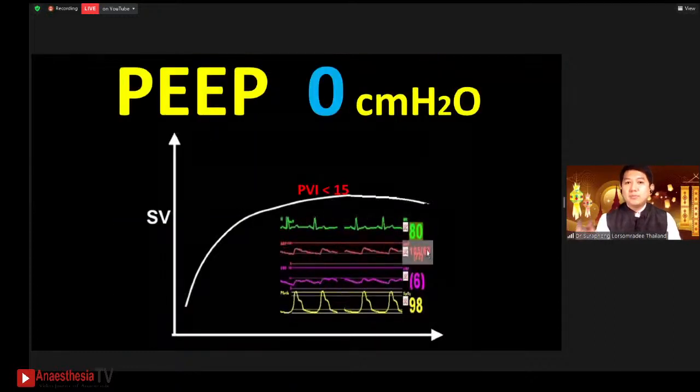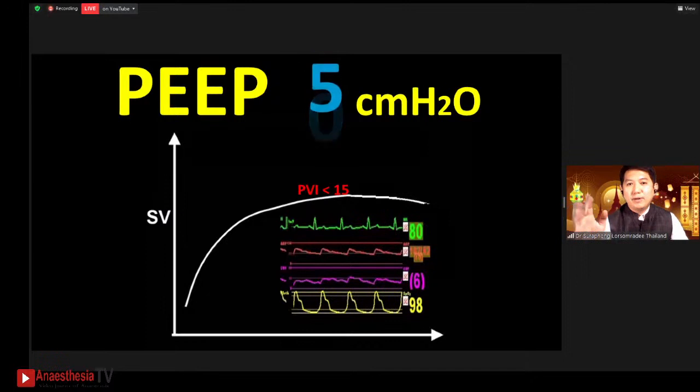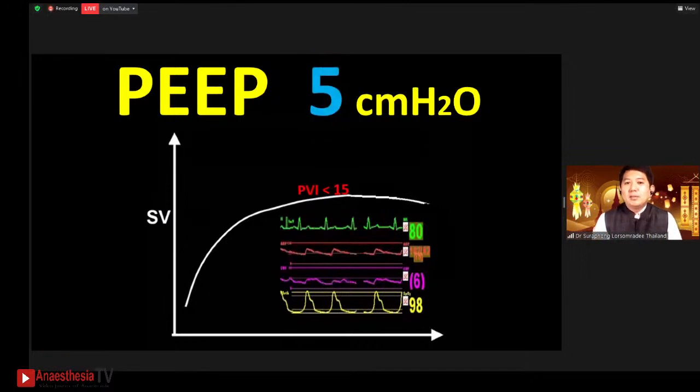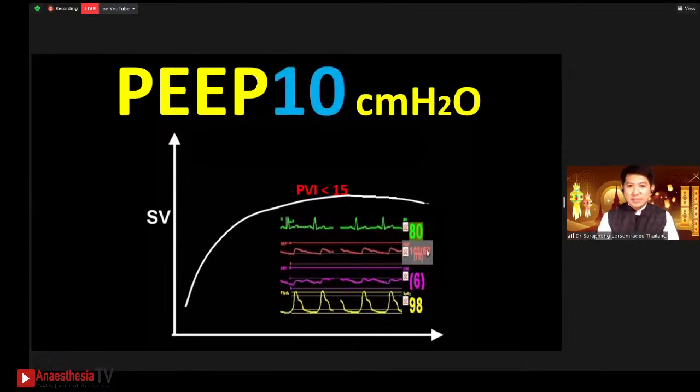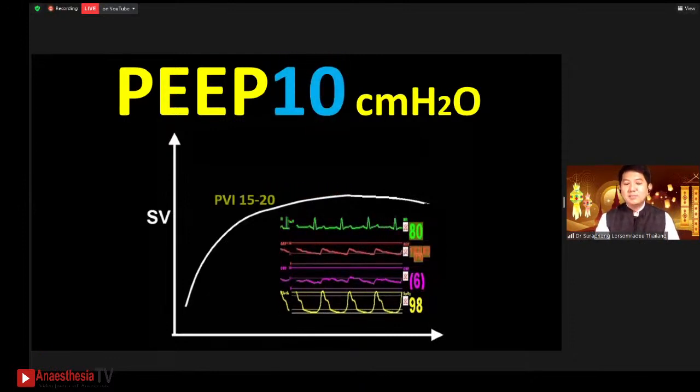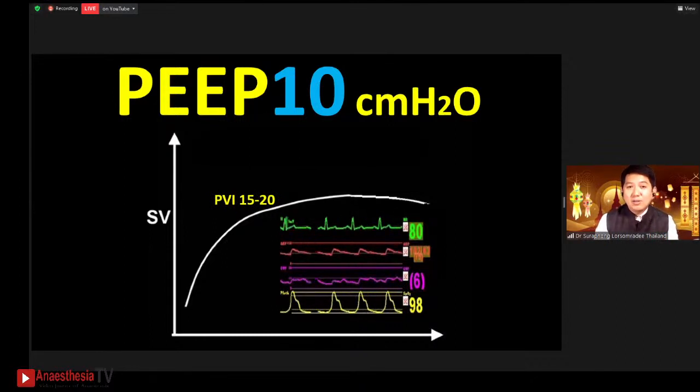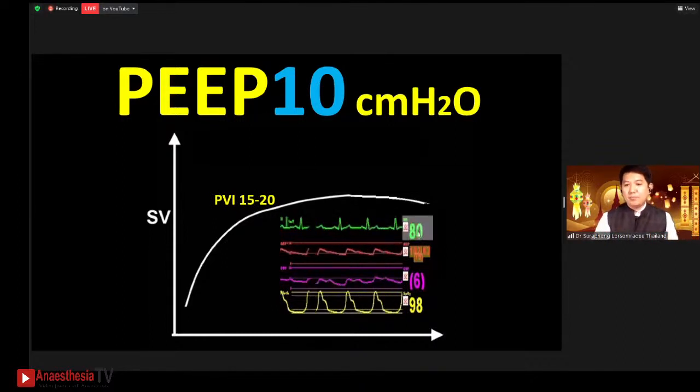With PEEP from 0 to 5, what happened? In this situation, nothing changed because the PVI shows fluid non-responsiveness. In this situation, of fluid non-responsiveness, we don't need more fluid. From 5 to 10, what happened? It moved a little bit down, but the blood pressure did not go down because the fluid is okay.